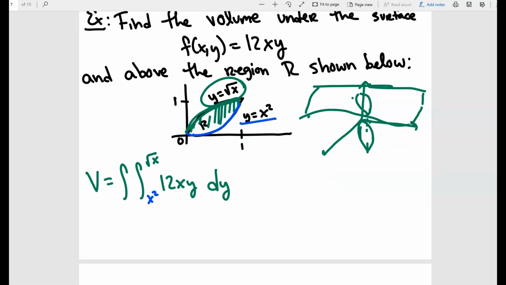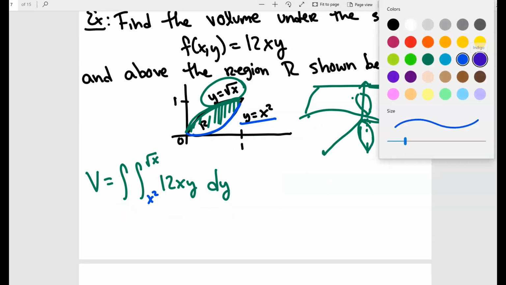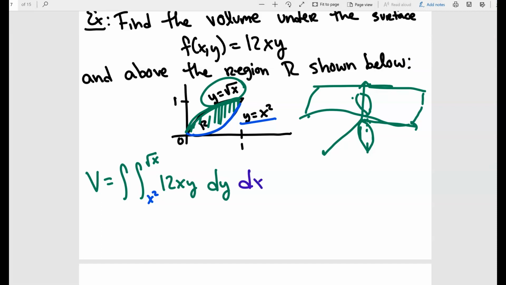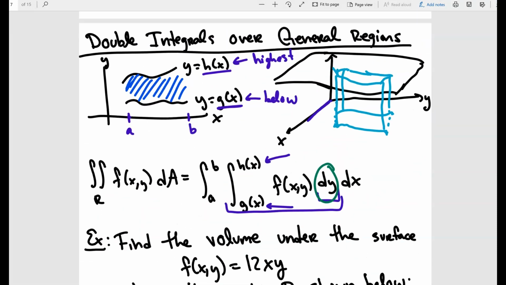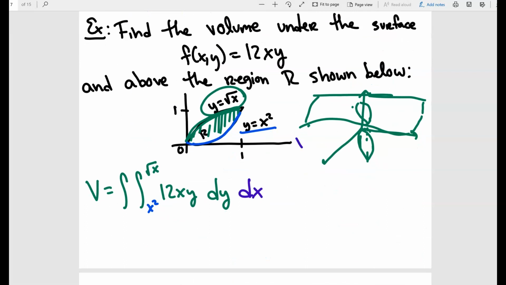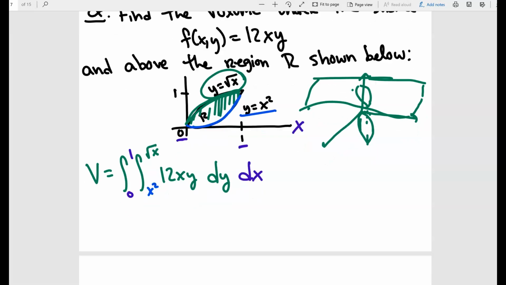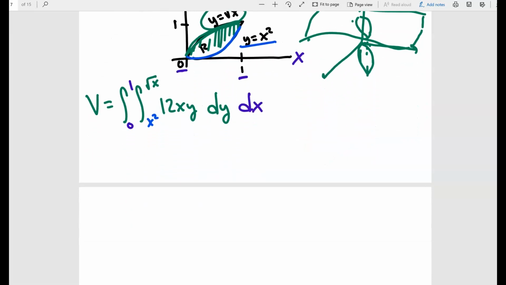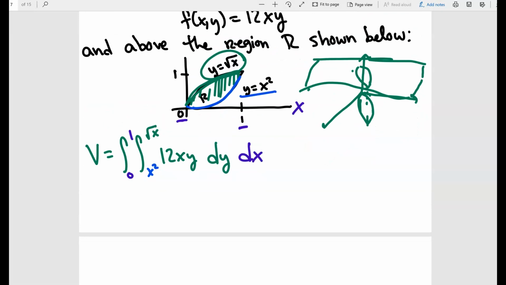All right, so that's my dy. Now we need to figure out what my dx is going to be. So dx is going to be just what a to b is, the values that are bounding this area. So in this case, in the x direction, it's just going to be from 0 all the way to 1. So from 0 to 1. Usually this is the hardest part, trying to figure out what goes where.